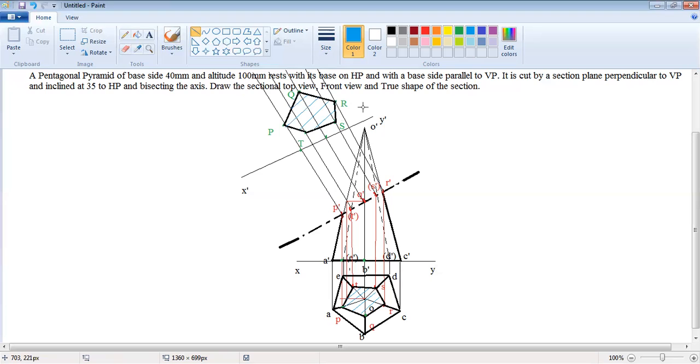Okay, so we have drawn the front view, sectional top view, and true shape of the section. Thank you. Thank you for the cooperation.